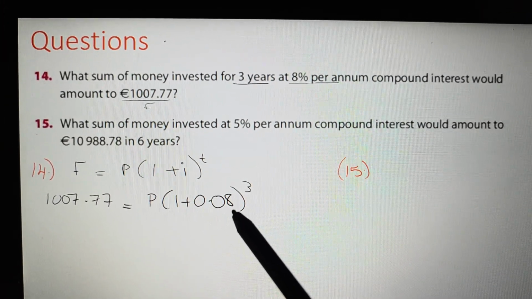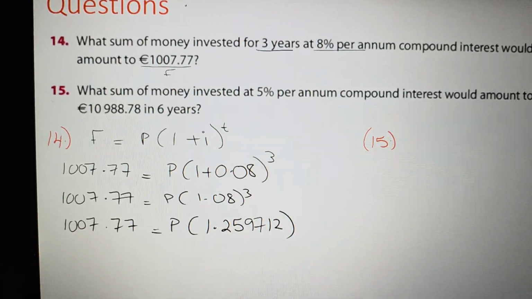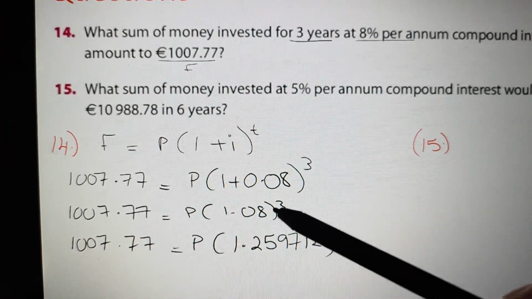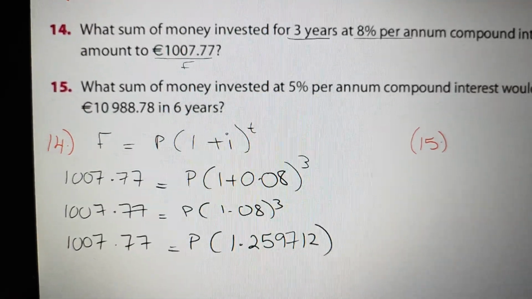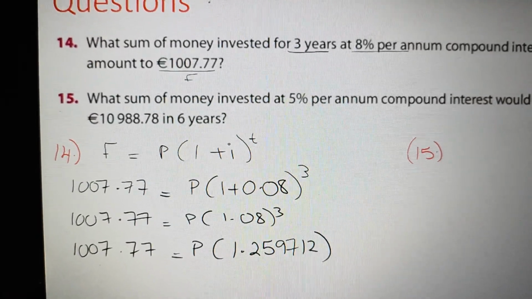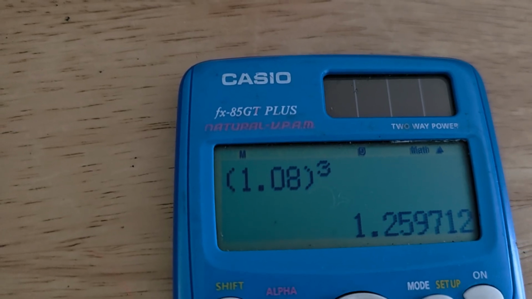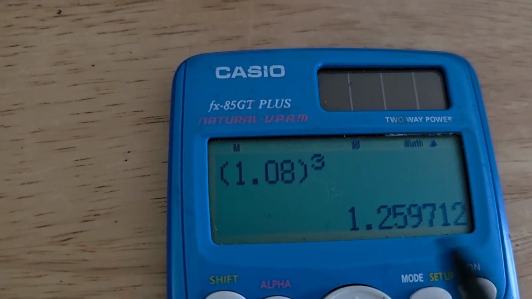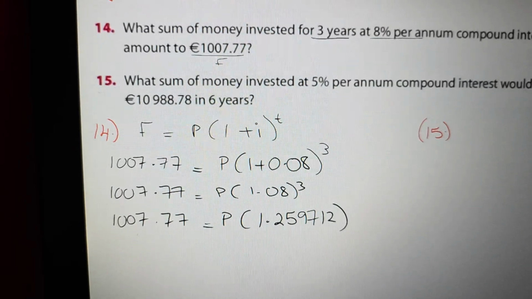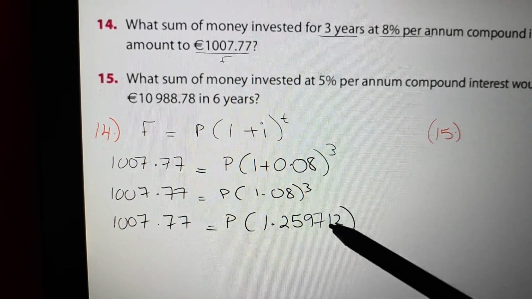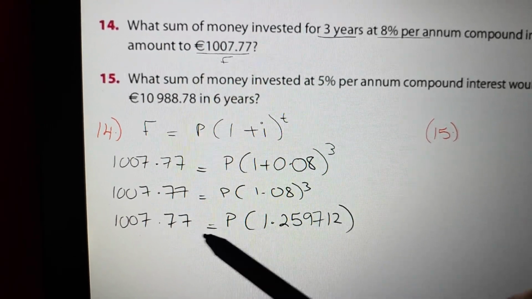So 1 plus 0.08 would be 1.08. I can tidy it up further, right? 1.08 cubed. If you put that into the calculator, you'll get back 1.259712. So that's where I'm getting that figure from. Okay, so it's 1.259712 multiplied by P equals that.